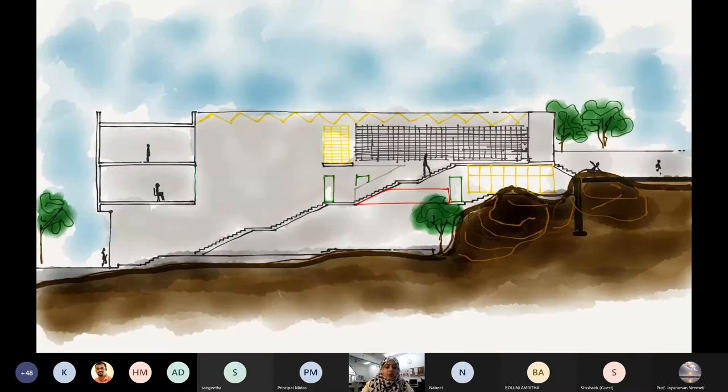So you can see on the ground floor, the middle ground and the upper ground, everything touches the ground at some point, and that's the section.